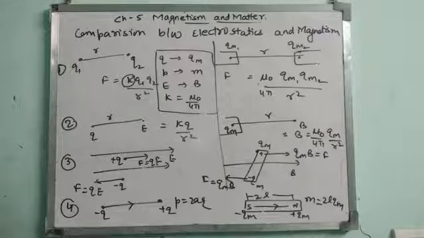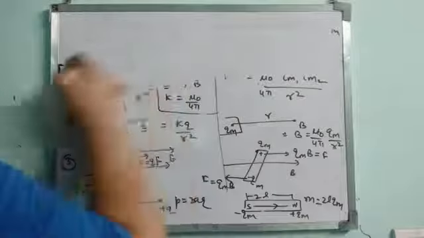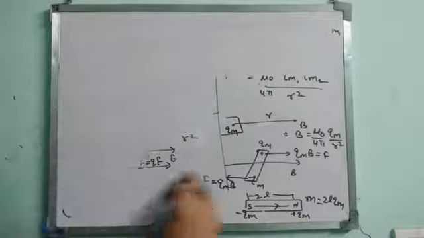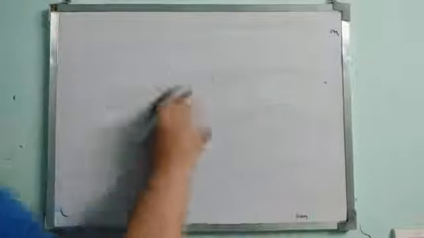Let's suppose we derive the expression of torque experienced by a magnet placed in external magnetic field. This is just like a dipole when placed in external electric field. It experiences torque equal to pE sin theta. Similarly, if a magnet is placed in external magnetic field, it will also experience the torque equal to MB sin theta. Instead of P, there is M. Instead of electric field, there is B, and theta is the same.